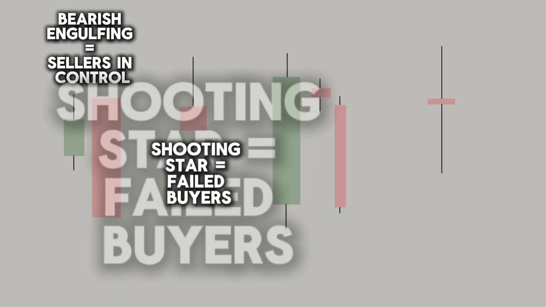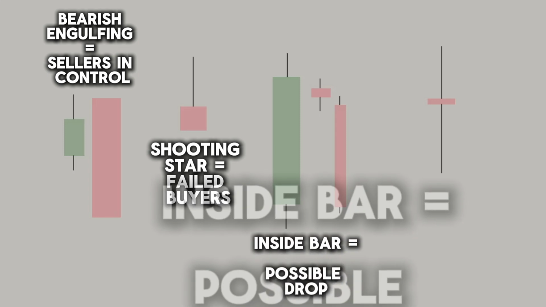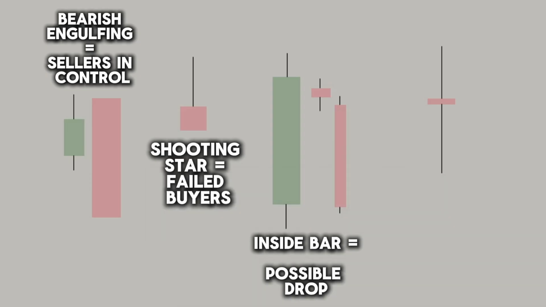Which is a very, very long wick at the top with a small body, right? It just shows and indicates that buyers tried to take price further than where it was and sellers shut it down. Our third candlestick pattern is the bearish inside bar. Basically, it's like a pause in the market before a potential drop or a potential reversal, okay?